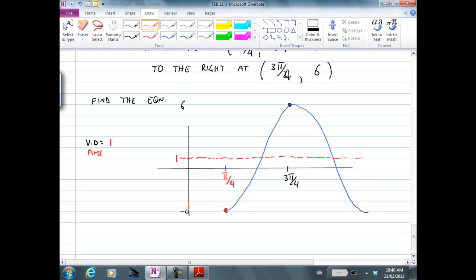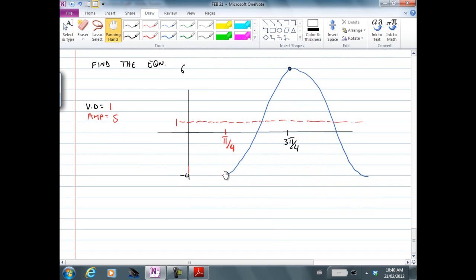Amplitude is 5. This is the reason why we always draw my center line first. Phase shift. Before you start, let's do a cos graph first. Would you agree cos starts right here? So let's write down cos starts here. So write down my phase shift. Pi by 4. See? And look at this. There's a reflection. Reflection. Yes.